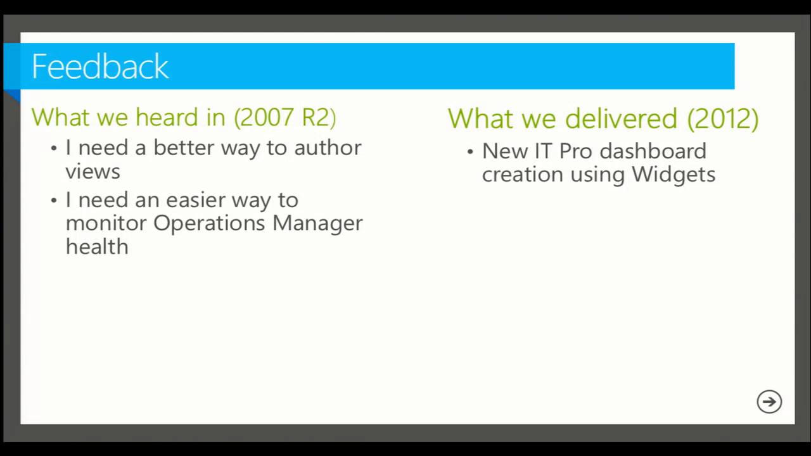Another piece of feedback we heard from customers, especially the Ops Manager administrators, was that Ops Manager did a great job of collecting a lot of data, and the Ops Manager MP was really good at collecting data, but it's hard to visualize and correlate this information together. If you wanted to see the health of the alerts for your Ops Manager environment, you had to go to Alert View. If you wanted to see the health of the agents, you had to go to the admin space and look at the agent management view. So there wasn't really a single pane of glass to get information on the health of your management group.